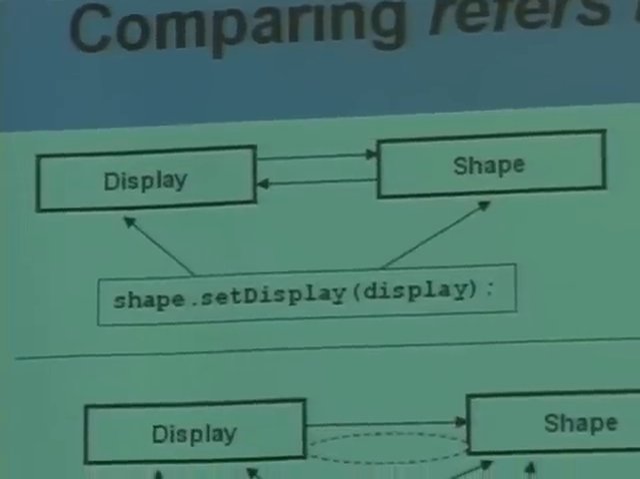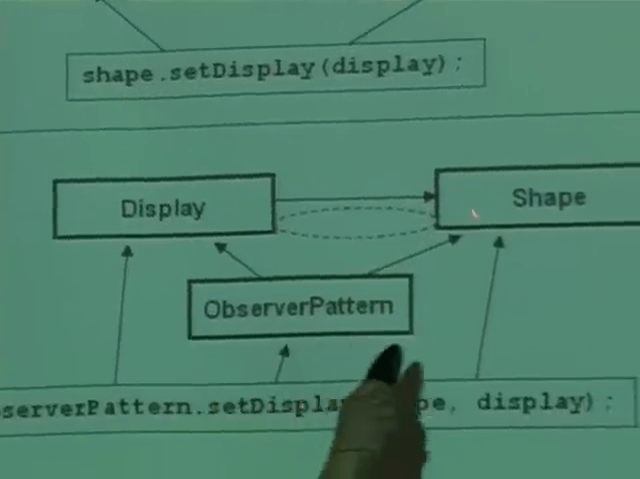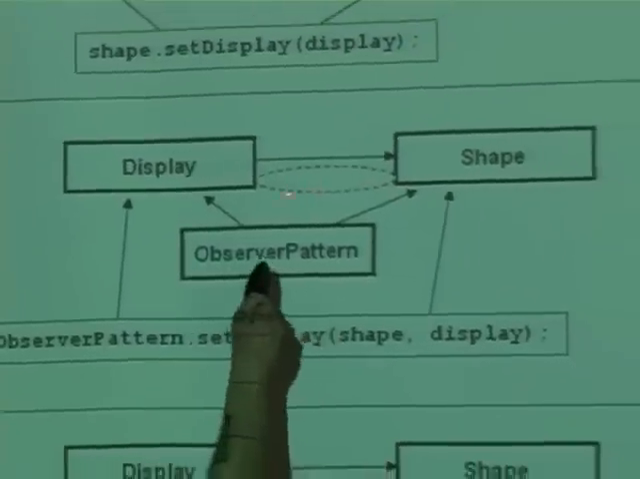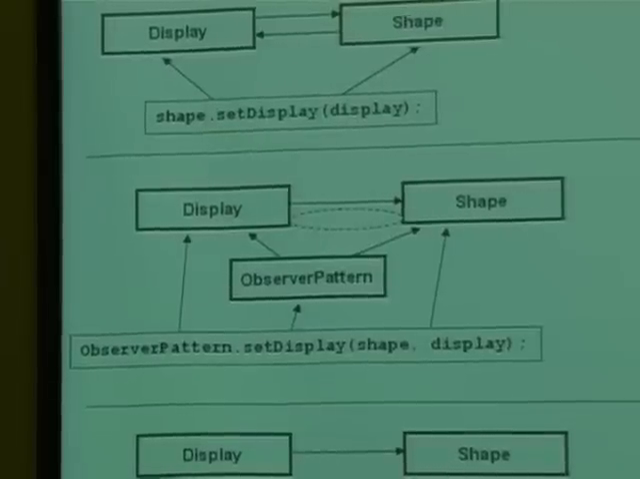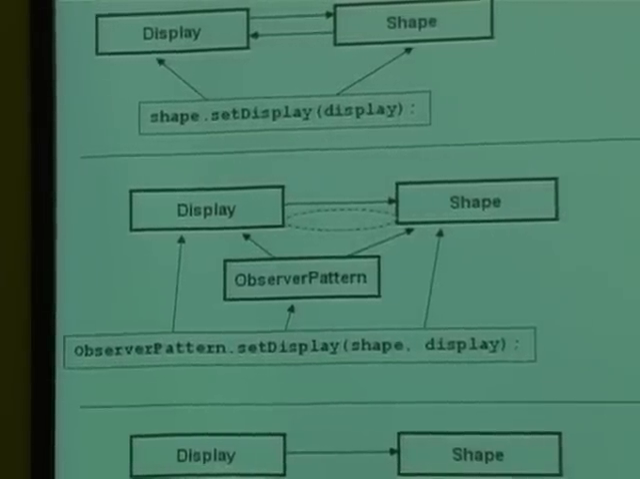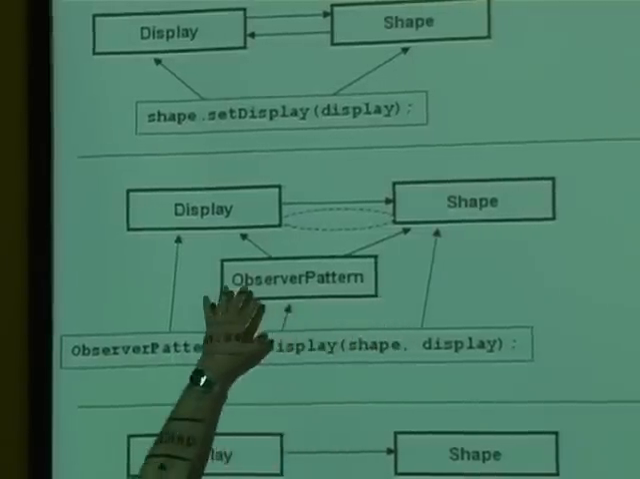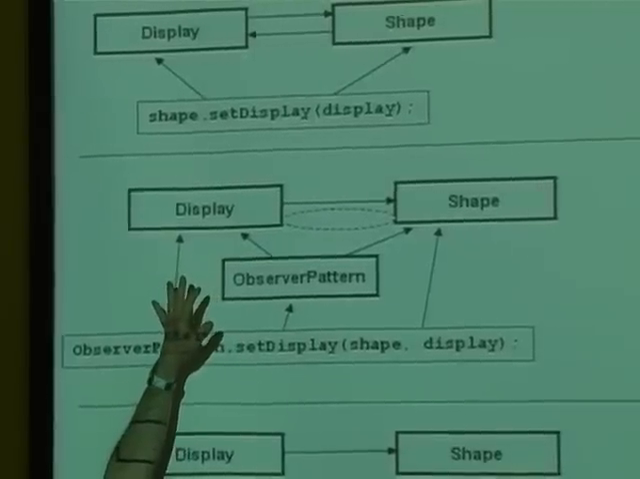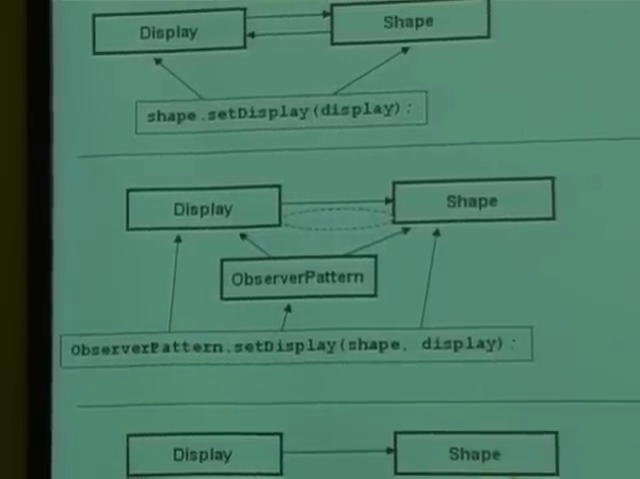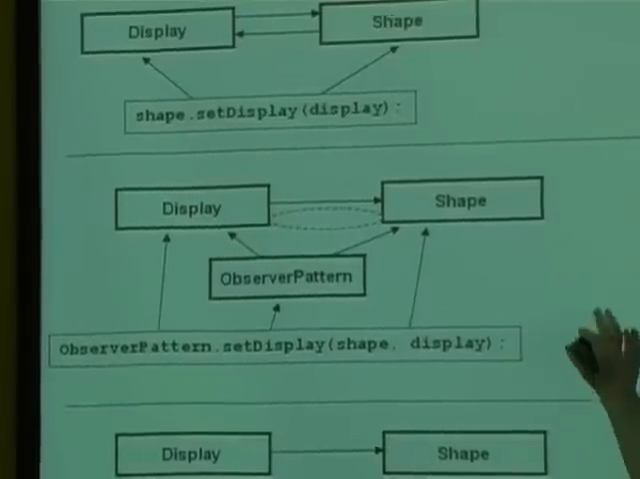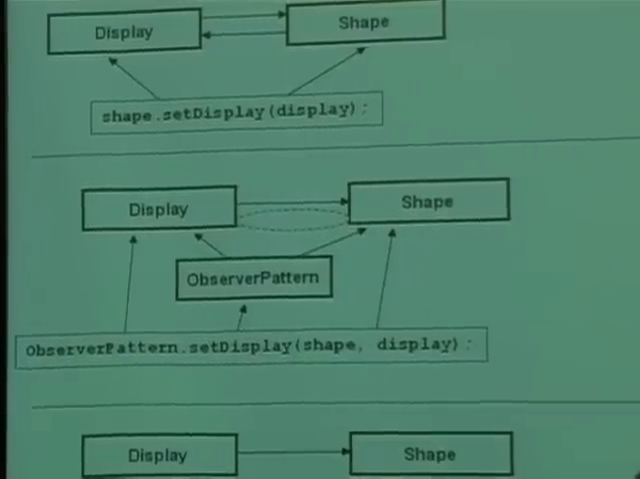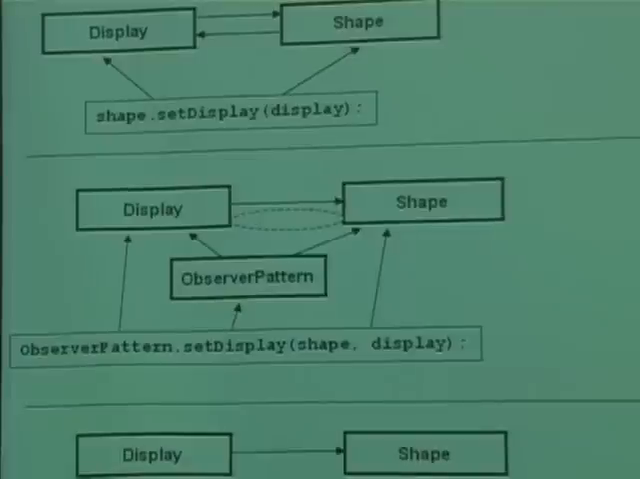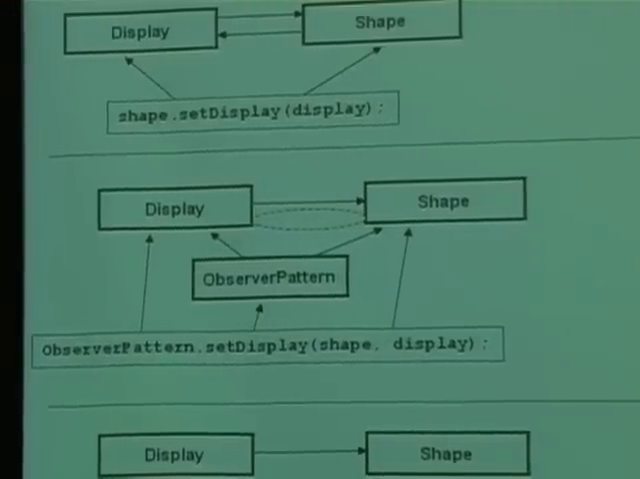What happens in the AspectJ implementations is that you basically get rid of shape knowing about displays by moving all of that into the observer pattern. And what that means you could do is you could ship shapes with this observer pattern and this display, or you could ship shapes with no display at all, or you could ship them with some other observer pattern and some other display. Because you've sort of separated the core functionality of the things from the presentation layer in this particular example.